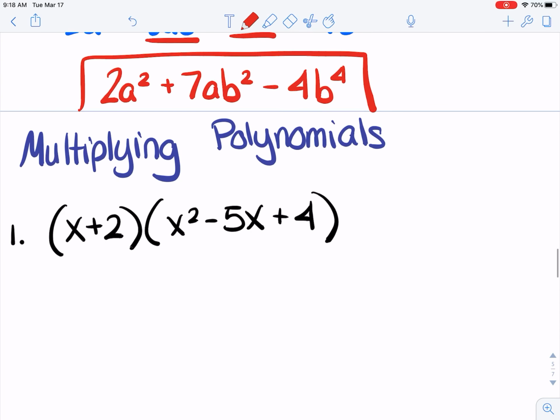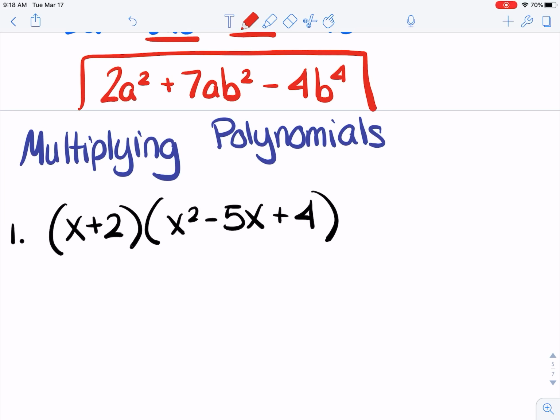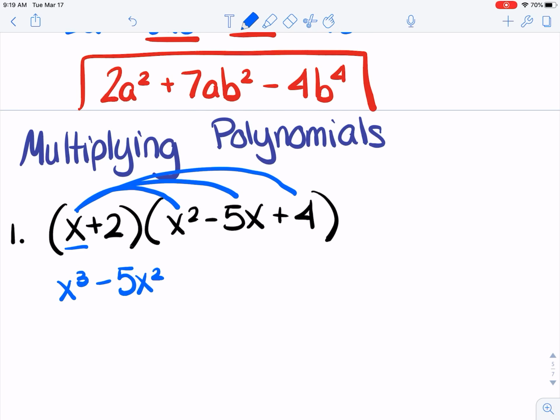Now, we'll move on to some new problems. These ones we're multiplying a polynomial by a polynomial. You're still foiling, you just have to FOIL it out an extra few times depending on how big that polynomial is. So again, I'm going to take this first term of x and I am going to FOIL it to each one inside of the parentheses. X times x squared gives me x cubed. Next, x times negative 5x is negative 5x squared. X times 4 gives me positive 4x.